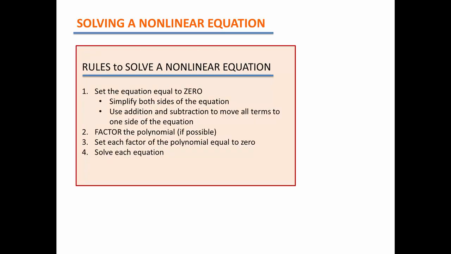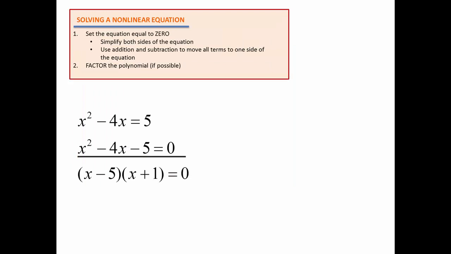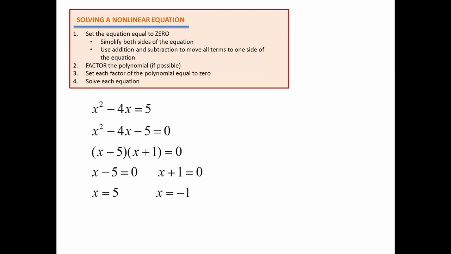Number 2, factor the polynomial if possible. So we see that x squared minus 4x minus 5 equals 0 can be factored into x minus 5 times x plus 1. We then set each individual factor equal to 0, and we solve each individual equation, getting x equals 5 and x equals negative 1.